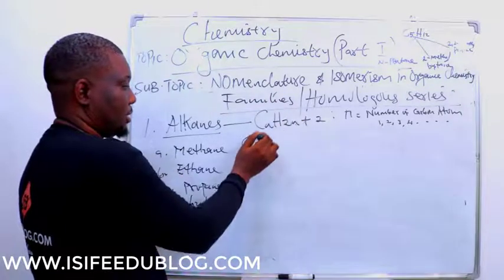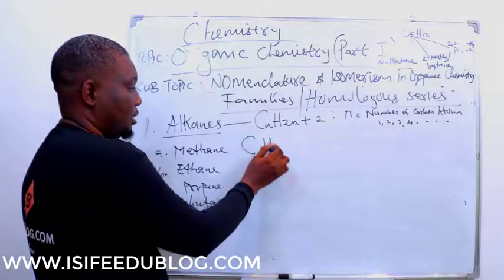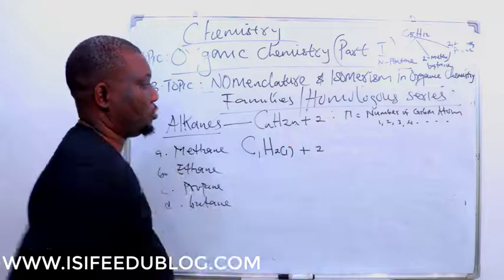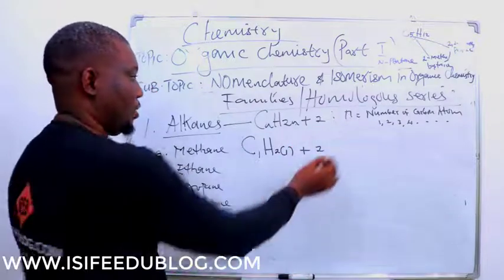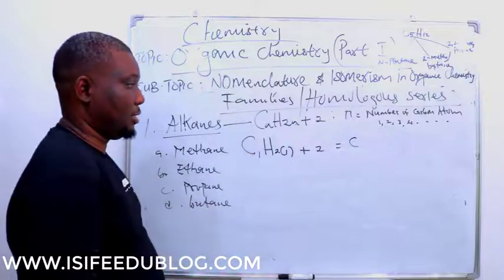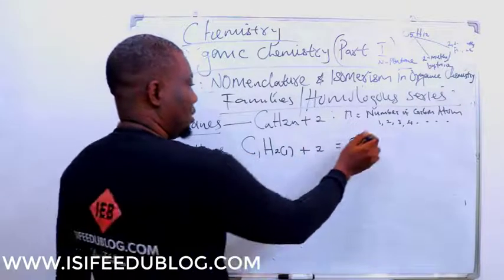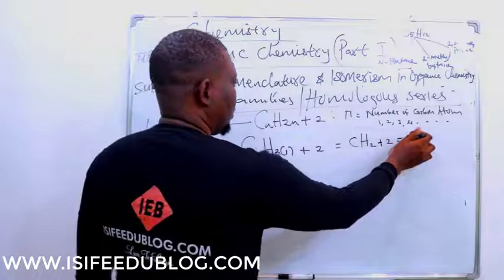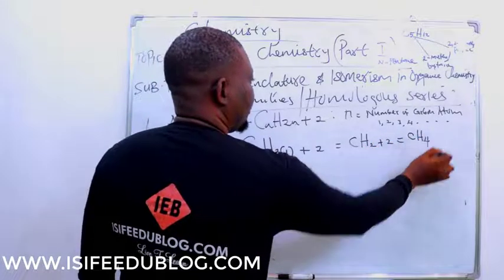Here, you can say C1 H2 bracket 1 plus 2. That's what I have here, which is going to give me C1, 1 times C, just C. 1 times 2 is what? H2 plus 2 is equal to CH4.